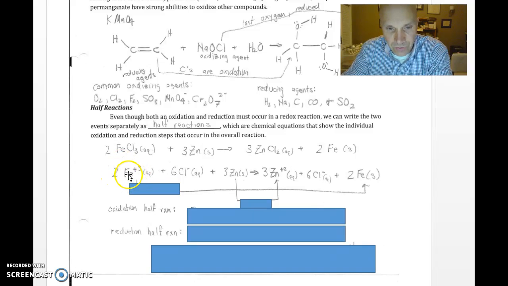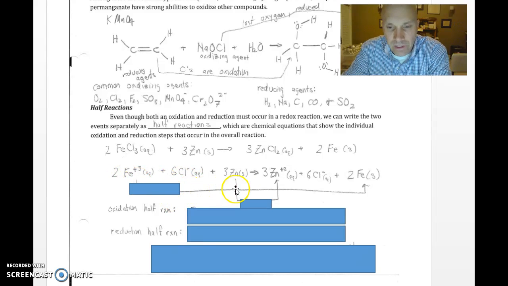Notice that I drew 2 of these aqueous iron 3 ions because that's what you would have because of that coefficient. You would have a total of 6 chloride ions. Just bringing down the 3 zincs is what we did right here. Again, this is aqueous, so we can split it up into its separate ions. And then just bring down the iron.